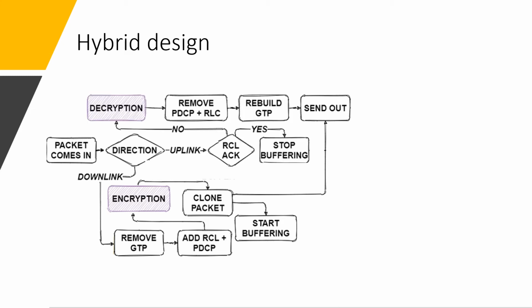Now, let's take a look at the uplink direction. First, we have to decide if it's an RLC status message or an acknowledgement. If it is, we have to stop buffering the acknowledged packets. If not, then we have to decrypt the payload, remove the PDCP plus RLC headers, rebuild the GTP header, and then send out the packet to the uplink port.